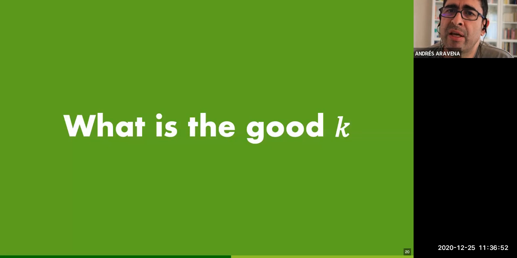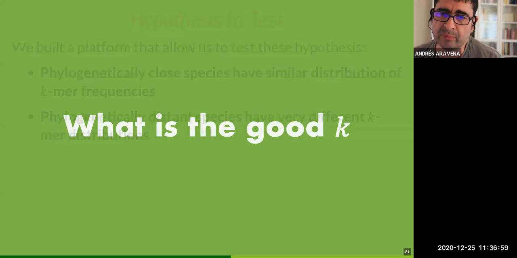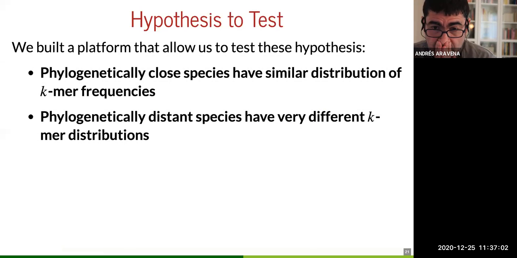I essentially say, okay, the bigger the Ks are in general, the better, but how much better? So the hypothesis that I wanted to test is this: if 2 organisms are close phylogenetically, then the profile of k-mer frequency should be similar. And if they are phylogenetically different, they diverged a long time ago, they have different k-mer distributions.